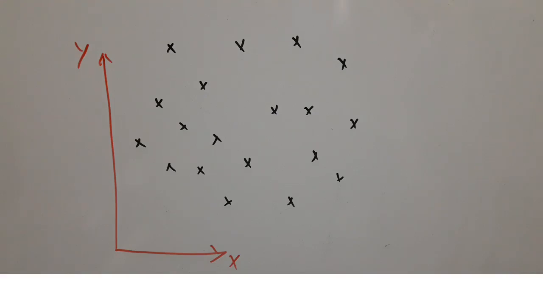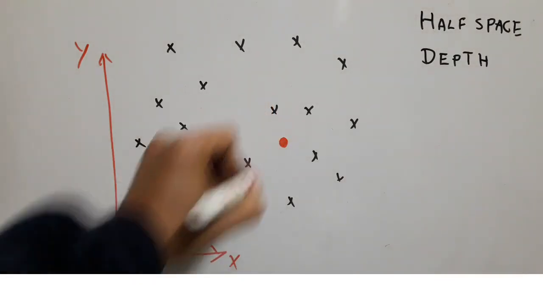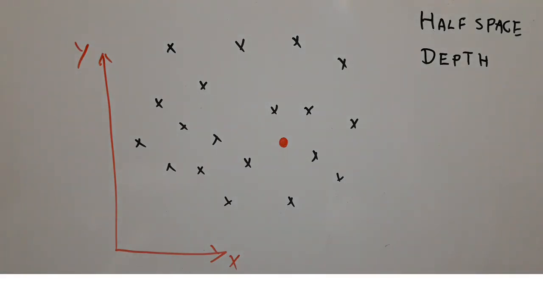I want to find the centralmost point here. So what do I mean by centralmost point? Now here is one idea, which is called the method of half space depth. In this method, I want to find out the depth of any point inside my data. Suppose I give you this particular point. This does not have to be a data point. I just give you some point.